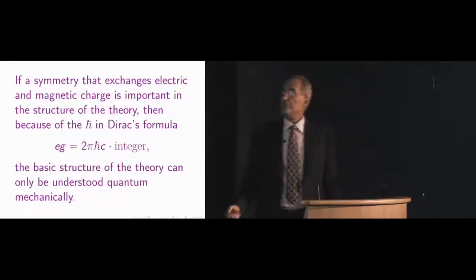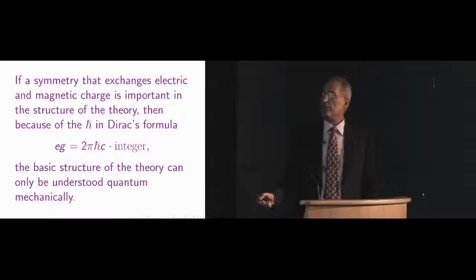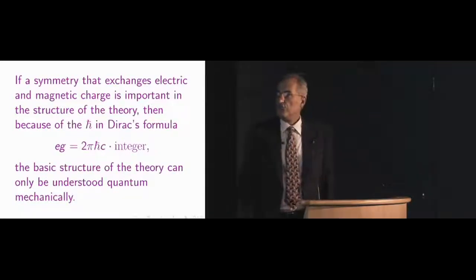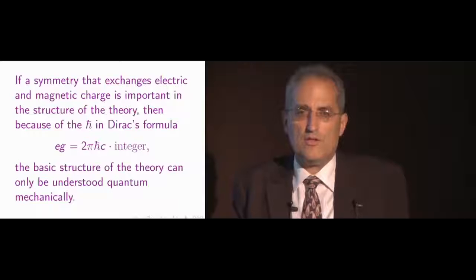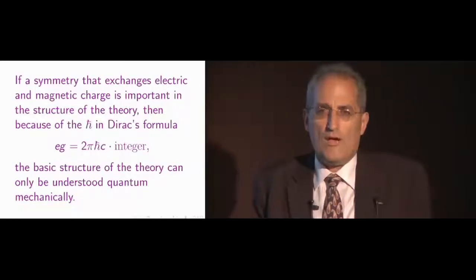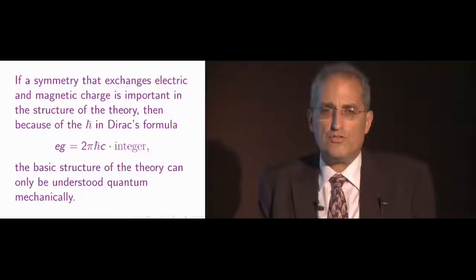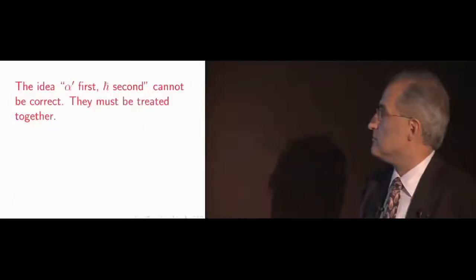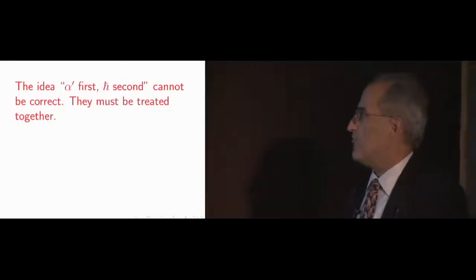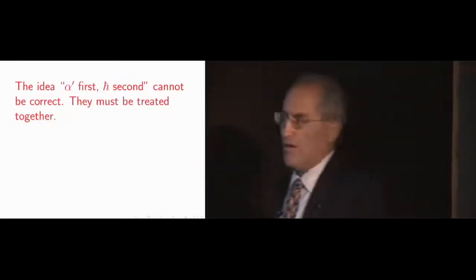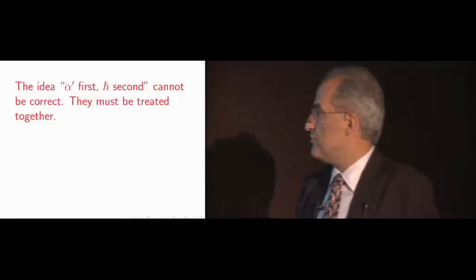First of all, if a symmetry between electric and magnetic charge is important in the structure of a theory, then that means, because there's an h-bar in Dirac's formula, that the basic structure of the theory can only be understood quantum mechanically. So we have to give up on the idea of understanding string theory as a classical theory, which then gets quantized. The idea of first understanding the alpha prime deformation and then the h-bar deformation can't be correct. We have to treat them together.